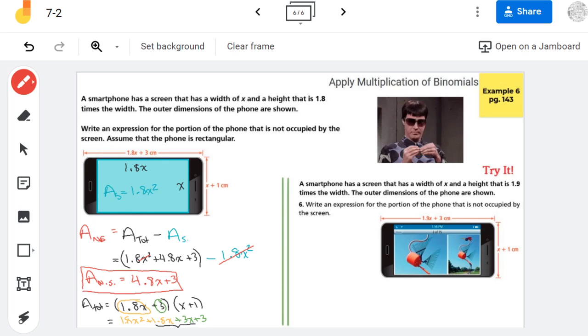So now they're doing this problem again, but now they're doing it with a new width and a new height. So they're not even switching it up much. They're just changing it to 1.9 instead of 1.8. Thanks, Savvas, for the creativity in your problems. So I'm using that same formula. The area of the not screen is equal to the total area minus the area of the screen. So I need to start by finding the total area, right? So I do 1.9x plus 3 times x plus 1.